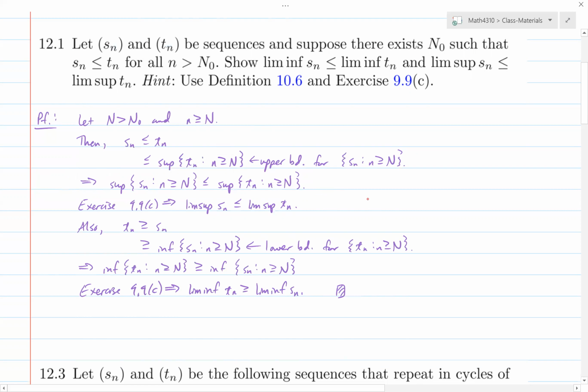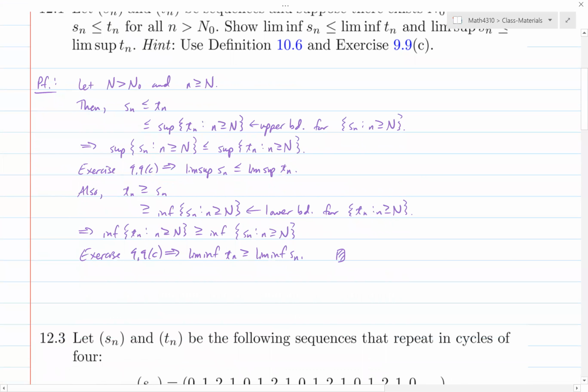And so then what do I do? I use exercise 9.9c, which says basically, you have these inequalities, and if the limits exist, then the limit of this one has to be less than or equal to the limit of this one. The limits exist, so I'm just going to take the limits as capital N goes to infinity. That's what I'm doing.